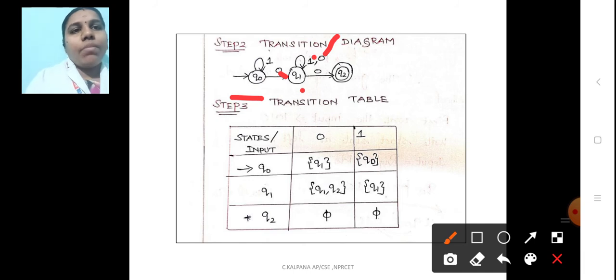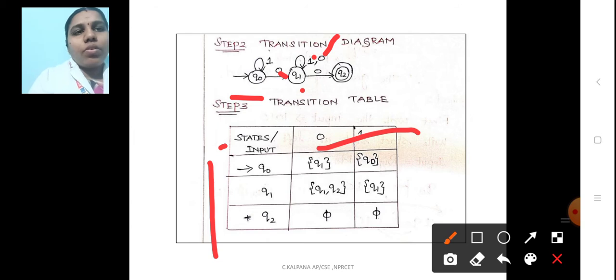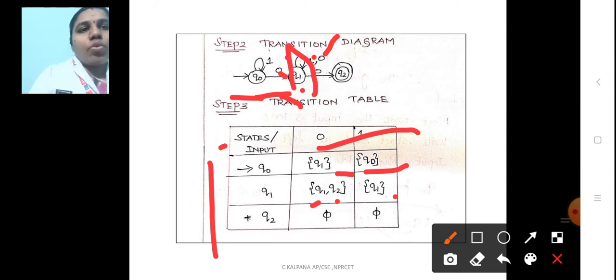Now draw the table for the above diagram. First write the states. States are represented as columns and inputs 0 and 1 are represented as rows. Q0 on 0 goes to Q1. Q0 on 1 goes to the same state Q0. And second, Q1. Q1 on 0 goes to Q2. Q1 on 0 again goes to Q1. Q1 on 1 goes to the same state Q1.